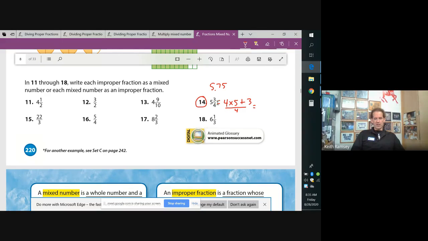So to convert $5.75, 5 3/4 into an improper fraction, I would do 4 times 5 is 20, plus 3 is 23 over 4. I want you to understand that 5 3/4 is equivalent to 23 over 4. It's the same amount of money, which is equivalent to $5.75. Now you might say, well, Mr. Ramsey, how is 3/4 75 cents?